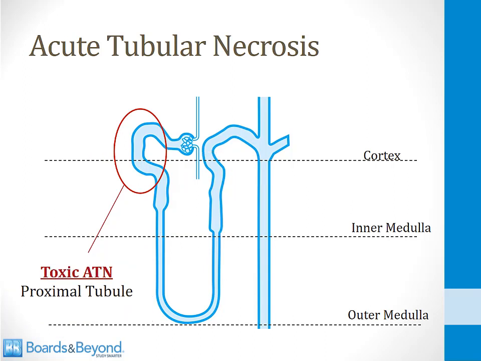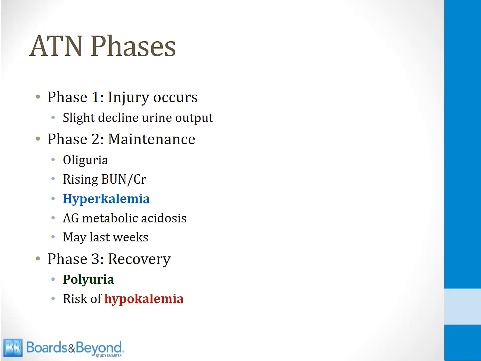In contrast, toxic ATN usually affects only the proximal tubule, and the reason for this is because those toxins are filtered, and the first thing that they encounter is the proximal tubule, so that's where they usually exert their damage. There are three phases to ATN, and what the kidneys do in each phase is a little bit different.